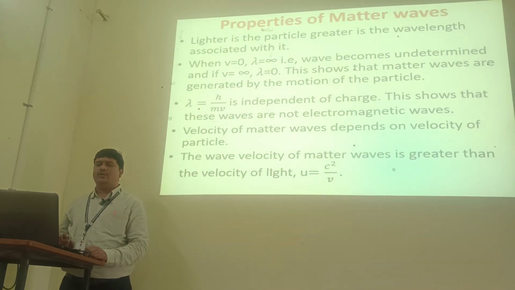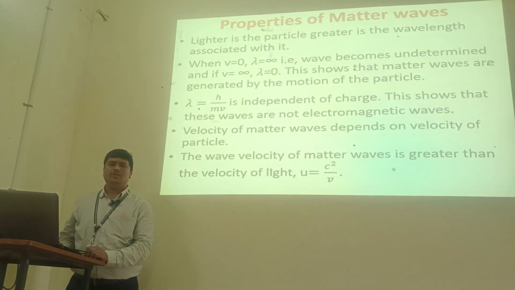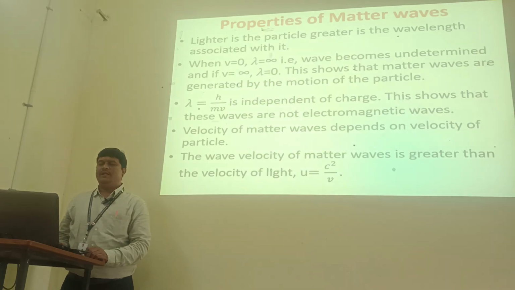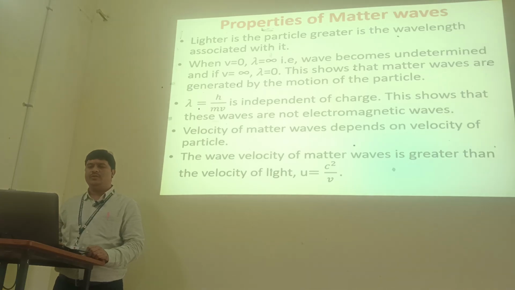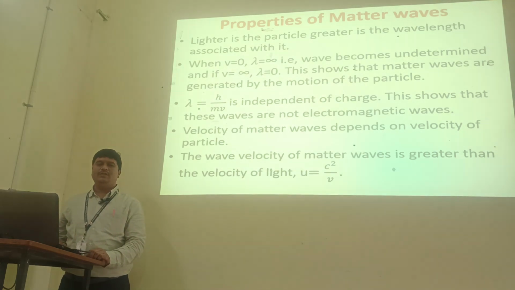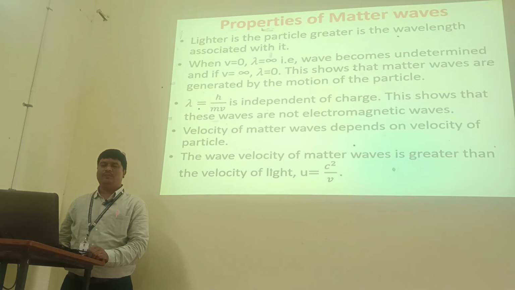Then the properties of matter waves. The lighter the particle, the greater the wavelength of the associated wave. Next, when V equal to 0, lambda equal to infinity, so the wave becomes undetermined. And if V equal to infinity, lambda equal to 0. This shows that matter waves are generated by the motion of the particles. Lambda equal to h by mv is independent of charge. This shows that these waves are not electromagnetic waves.